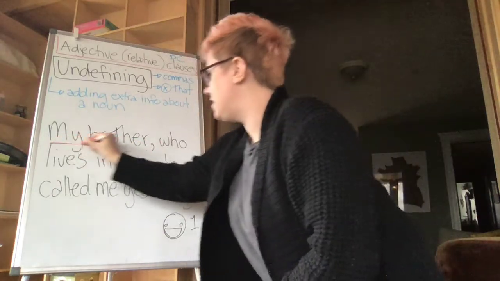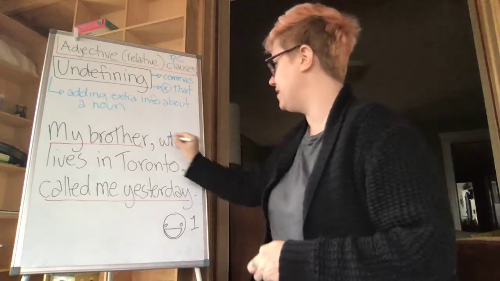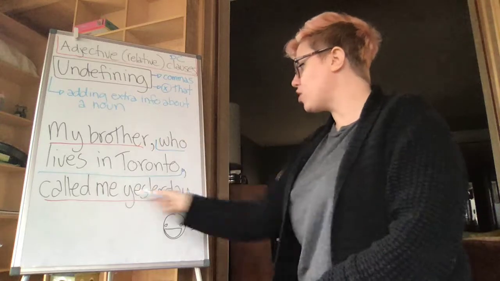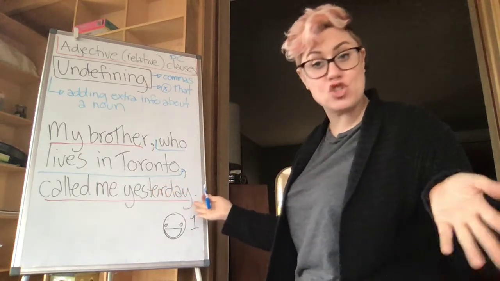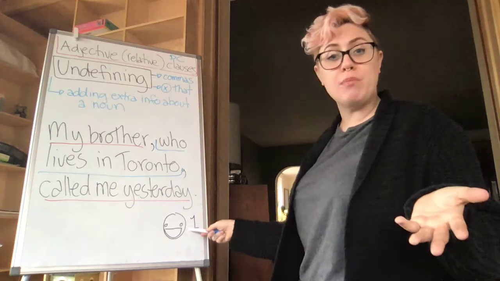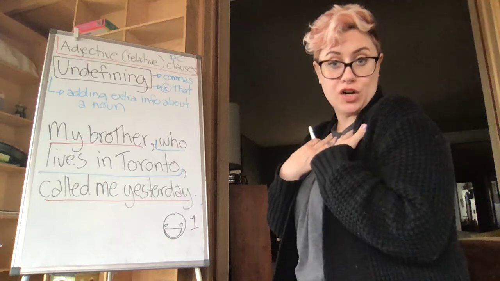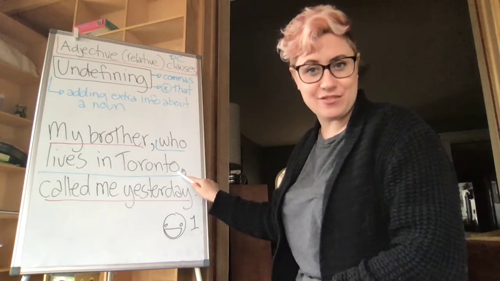This is the independent clause, and this is the dependent clause. And my brother called me yesterday. I can just say this, and this has meaning. That's totally fine. And you will probably know who I am talking about because you know I have a brother. So I don't have to add this information.